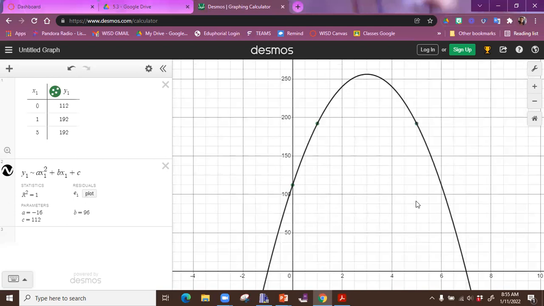All right, so we now know what our equation is. Our A is -16, our B is 96, and our C is 112.